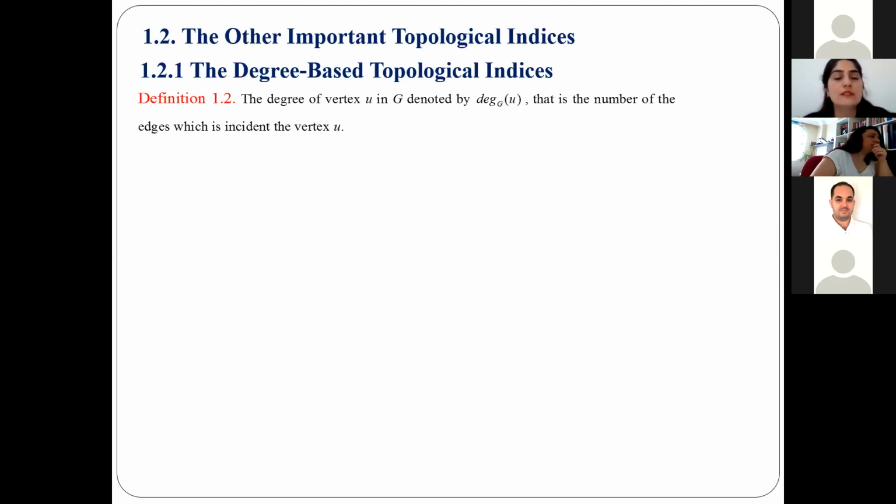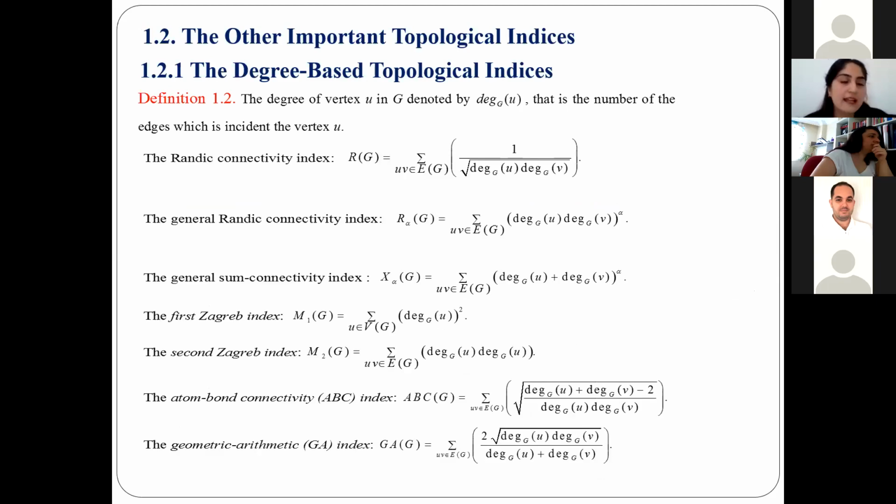The other important topological indices. There are many important topological indices. The degree-based topological indices: we define the degree-based topological indices. The degree of vertex u in G, denoted by deg_G(u), is the number of edges incident to the vertex u. There are many degree-based topological indices. Some of them are given here.